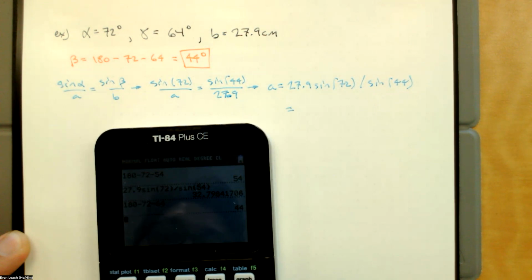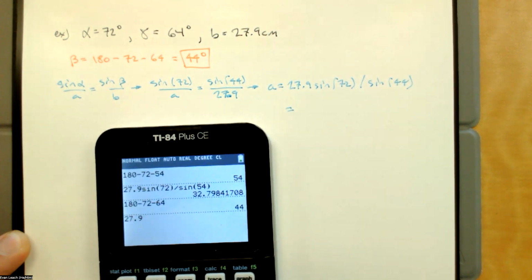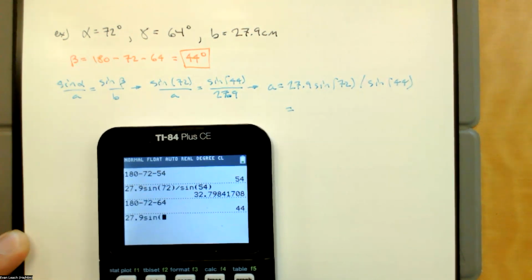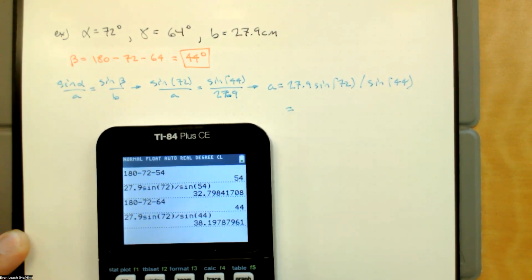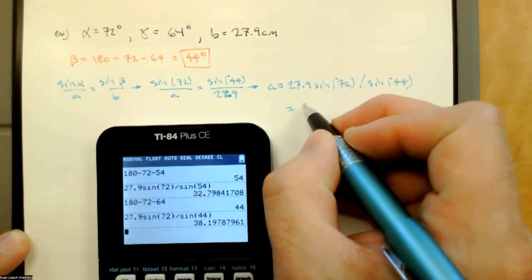The nice thing about this calculation is that the 44 has not been rounded off, so I don't have to worry about rounding error in this case. Just punch it in the same way I would write it. And side A is 38.2. Now this has been rounded off.